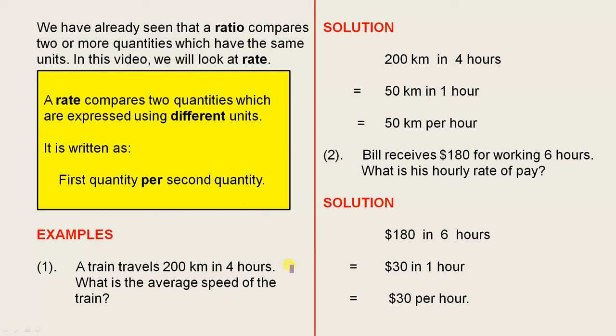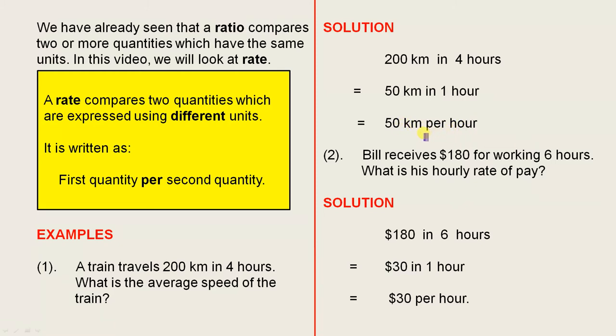Number one, a train travels 200 kilometers in 4 hours. What is the average speed of the train? The solution, 200 kilometers in 4 hours, that will be 50 kilometers in 1 hour. So all you do, you go 200 divided by 4. So you divide each of these by 4, that gives you 50 kilometers here and 1 hour there. So the rate is 50 kilometers per hour.